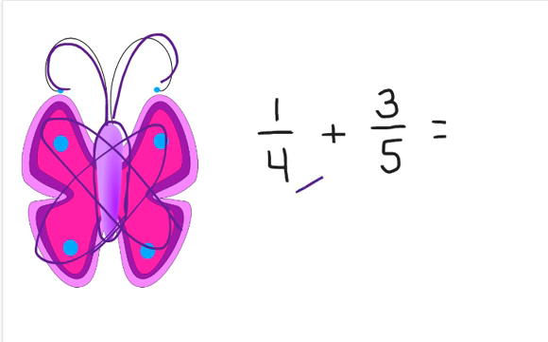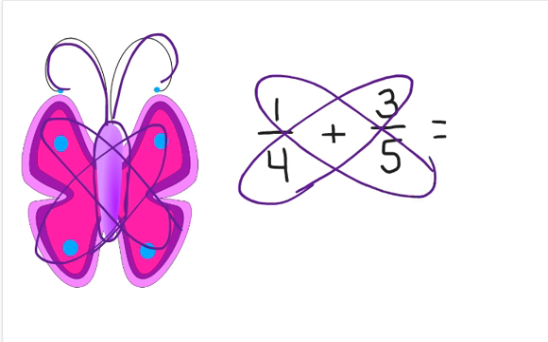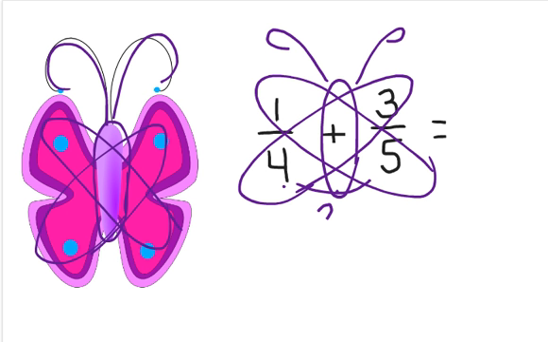First, we can draw the wings, and then we can draw the body, and then finally the antennae. The body down below is using the denominators and finding the product of the two. In this case, it would be 4 times 5, which is 20.